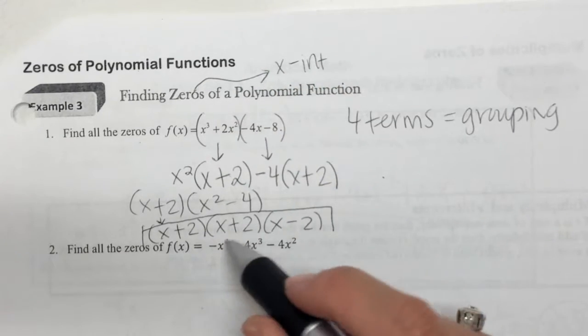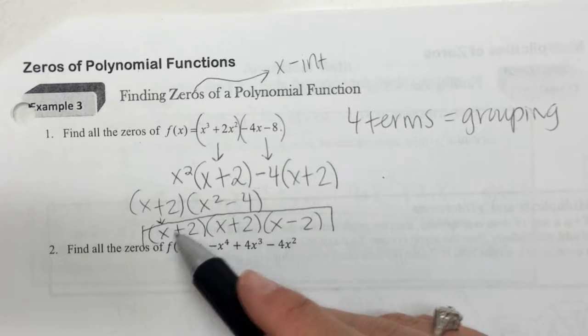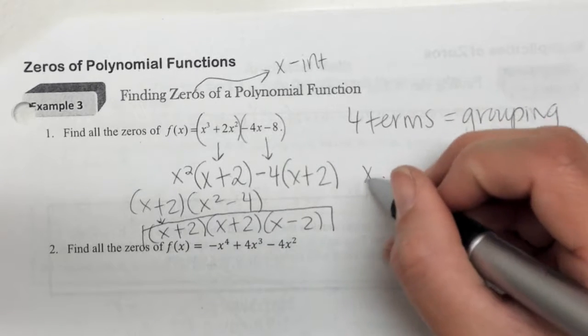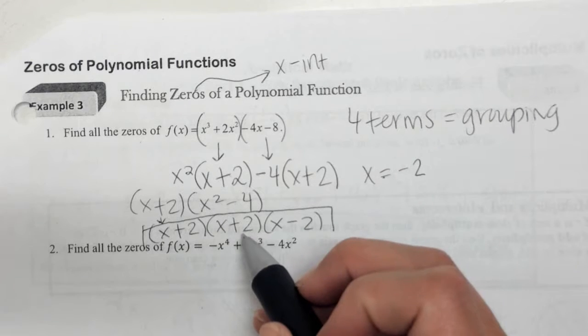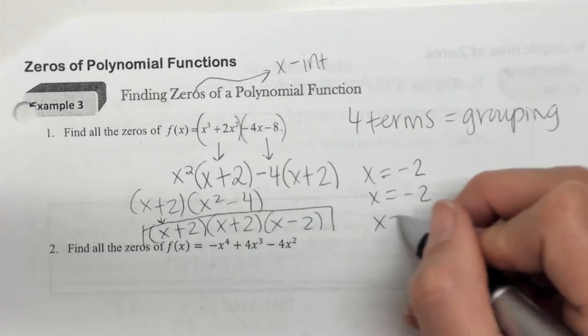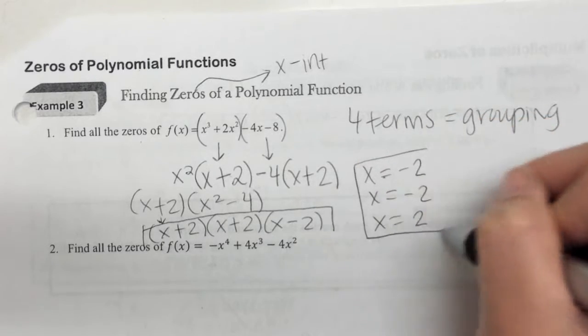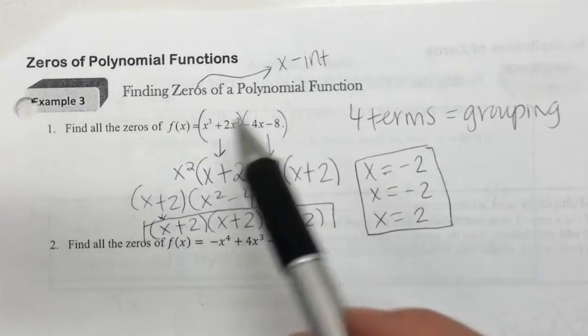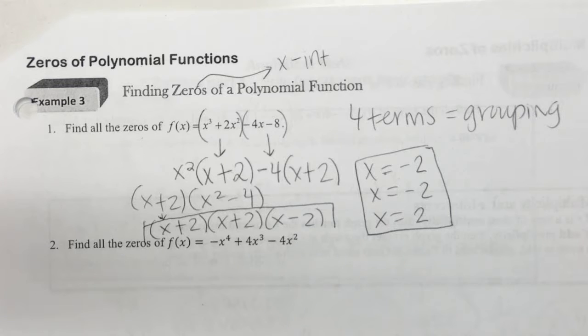So now we have to solve for x for each one, which is going to be easy. If we set this to 0 and solve for it, we'll have -2. If we set this equal to 0 and solve for it, we'll have 2. So these are our x-intercepts for this polynomial, and they're called our zeros.